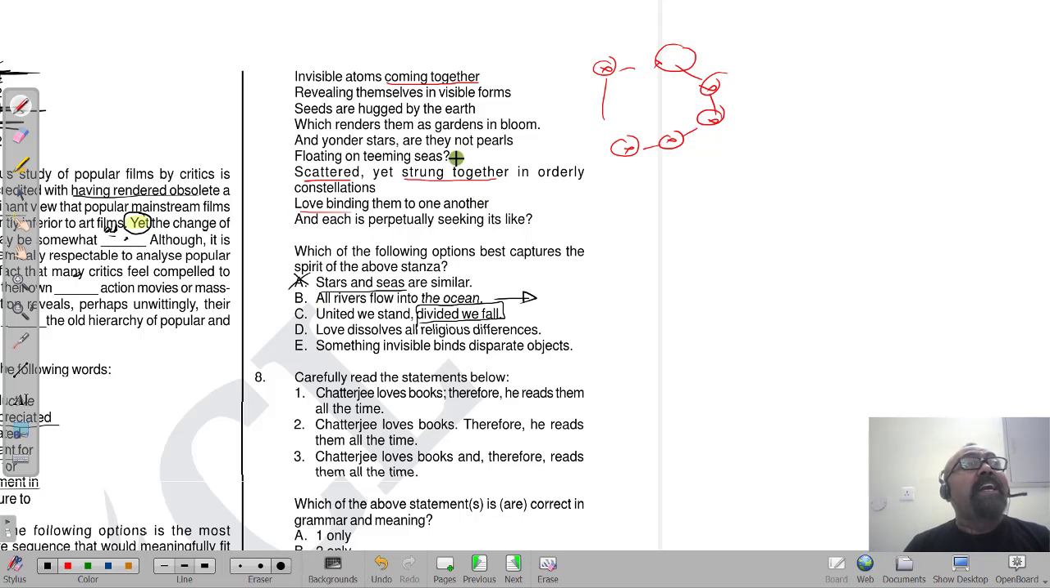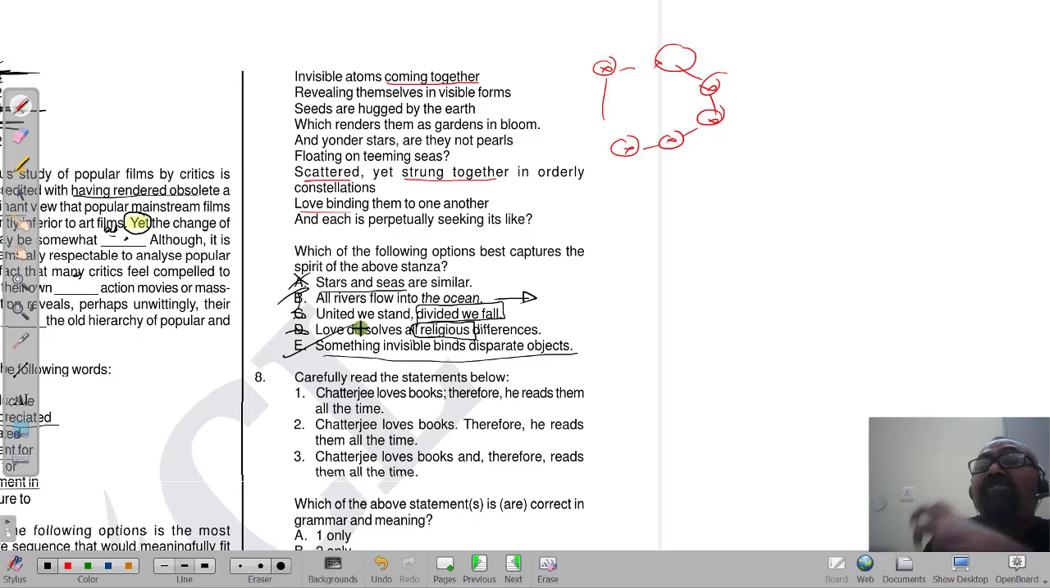We connected together with all the pain and shared those feelings with everyone. Okay. Love dissolves all religious differences. Why should there be any religious differences? Do you see religion anywhere else? Nowhere. Something invisible binds disparate objects. That is the correct answer. There is something that binds.